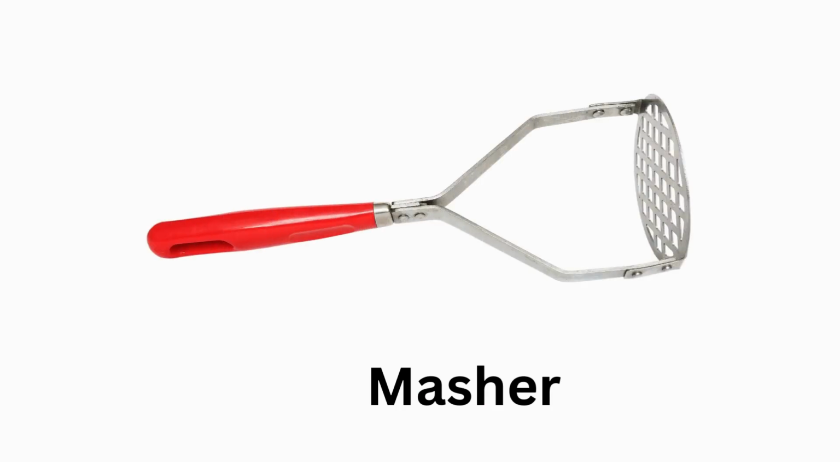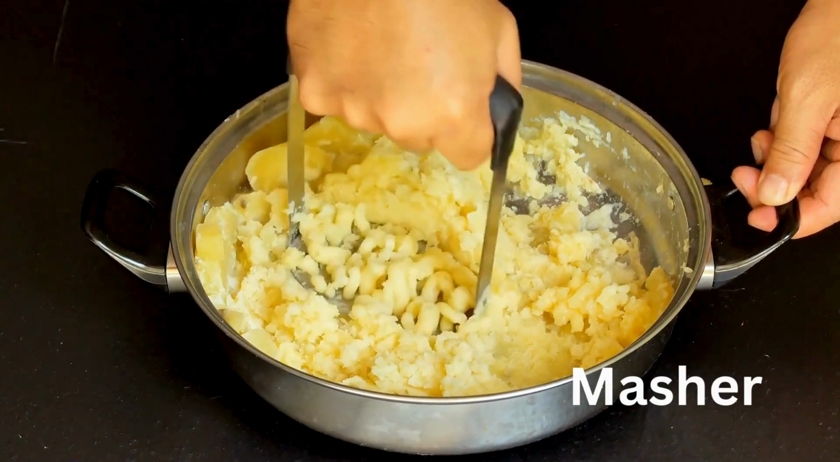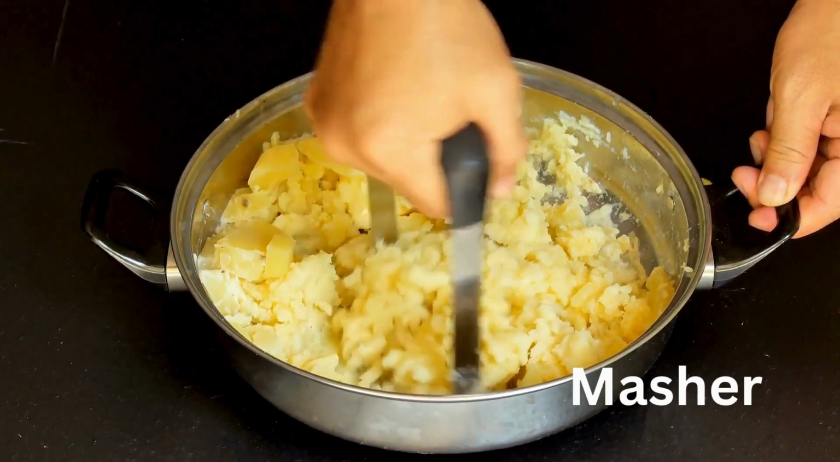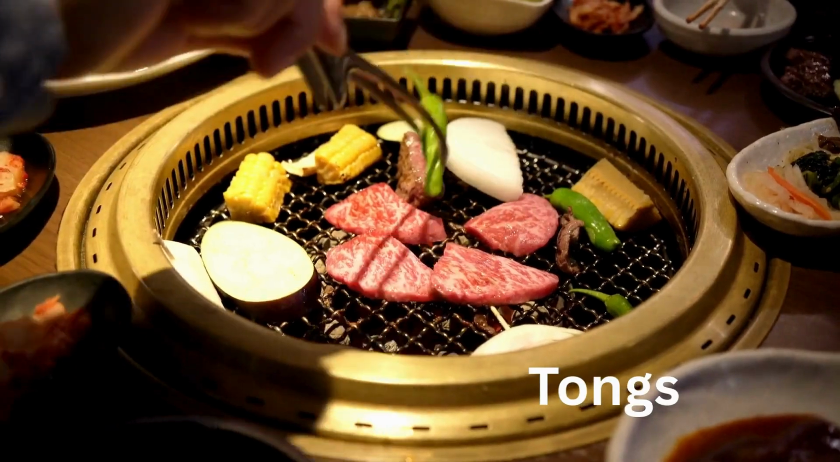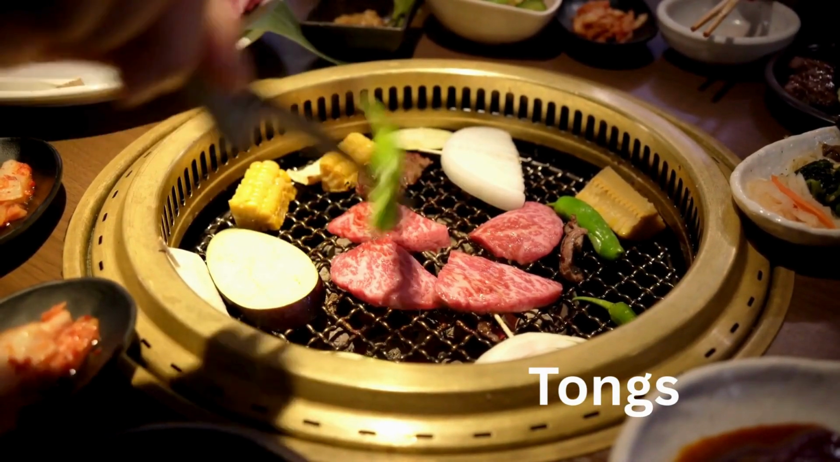Masher. A masher is used to mash potatoes or soft food. Tongs. Tongs are used to pick up hot food safely.